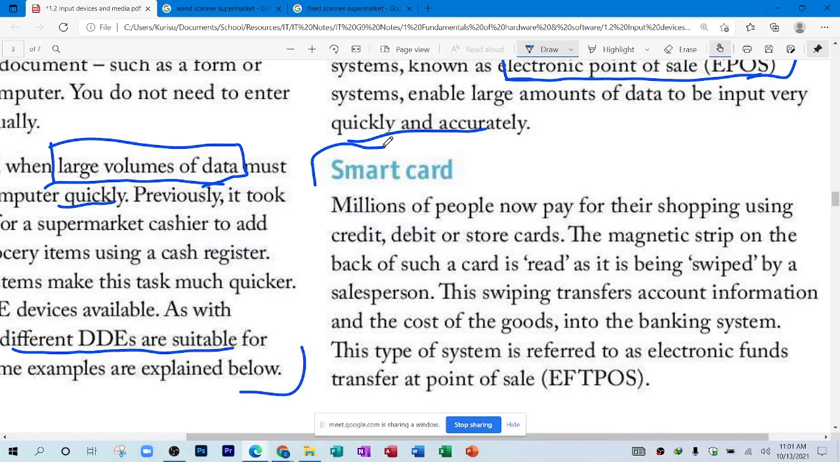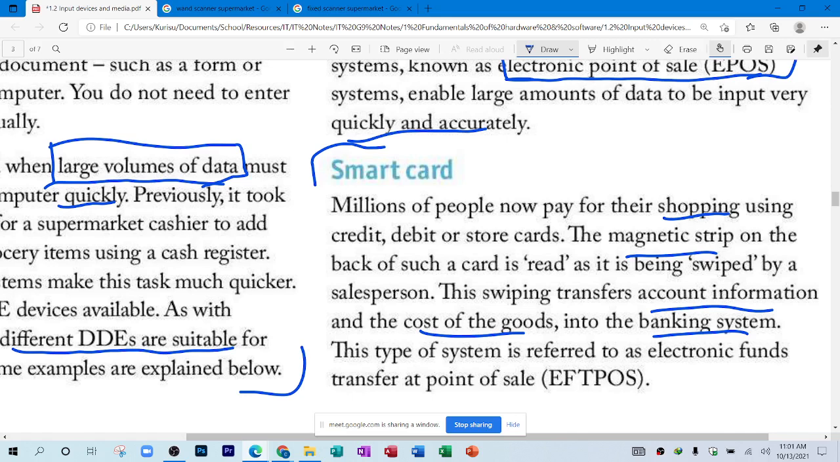Smart card. Millions of people now pay for their shopping using credit, debit, or store cards. The magnetic strip on the back of such a card is read as it is being swiped by a salesperson. This swiping transfers account information and the cost of the goods into the banking system. This type of system is referred to as electronic funds transfer at point of sale, EFTPOS. All right, good.